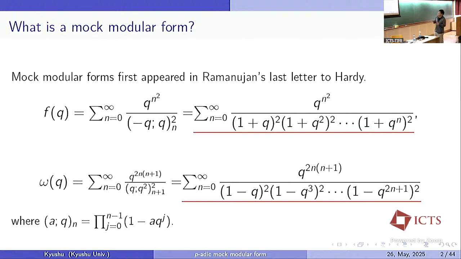And let's see this q-series. This q-series f(q) and ω(q) are examples of Ramanujan's mock modular forms. Since Ramanujan did not give the definition of mock modular forms, it is an interesting question to find the suitable definition of mock modular forms.